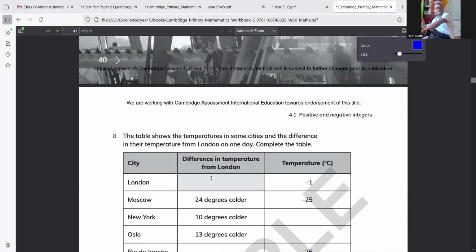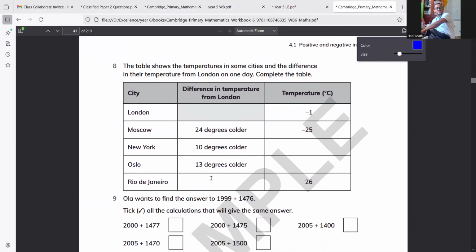Go to question number 8. They say the table shows the temperature in some cities and the difference in their temperature from London on one day. Complete the table. The cities are London, Moscow, New York, Oslo, and Rio de Janeiro. Like the difference in temperature from London. The temperature in London is negative 1 degrees Celsius.